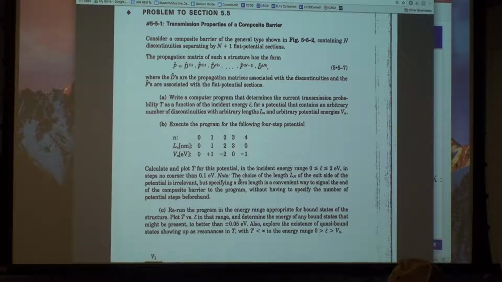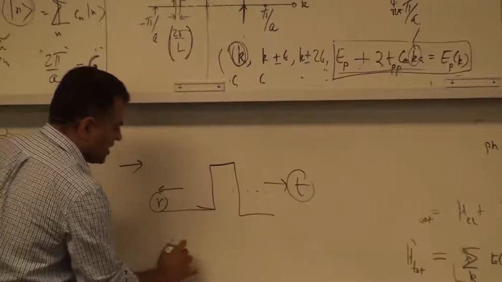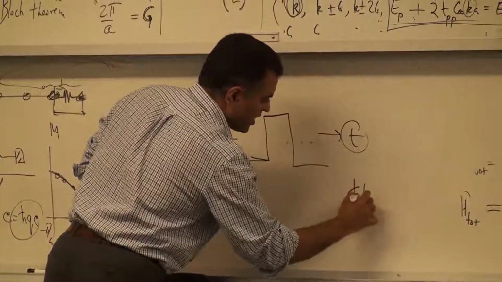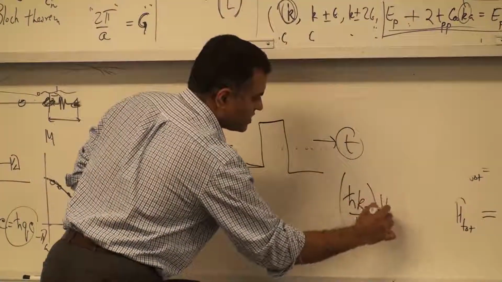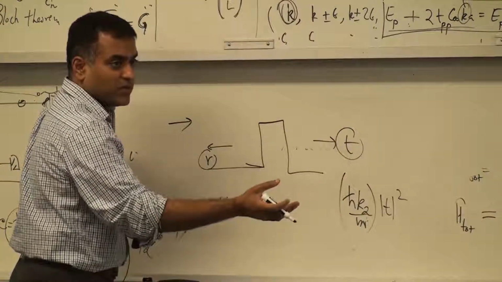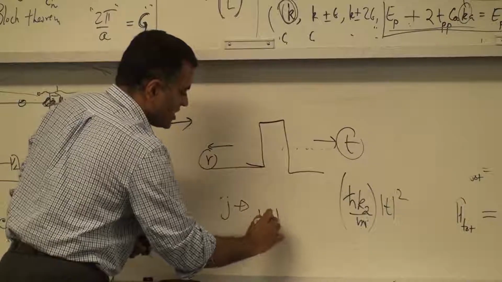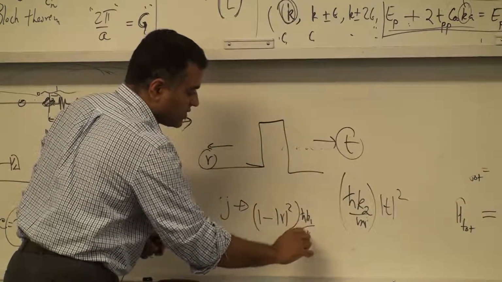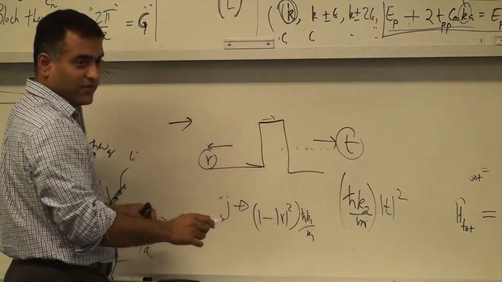Using my quantum mechanical description of J, the quantum current, the expression that we derived, on the right side, for example, you have ħk2/m, the effective velocity, times |t|², your probability, or density of particles, if you might. Similarly, on the left side, you have 1 minus |r|². This is something we had talked about, if you remember, ħk1/m. That's the current flowing here, current flowing there, all of them you can find now.